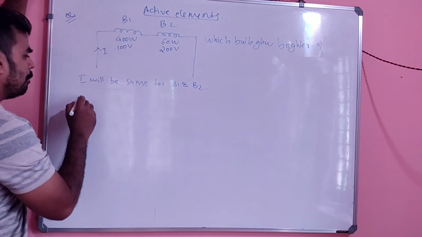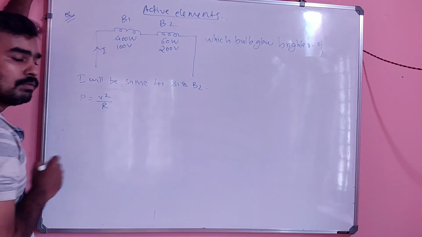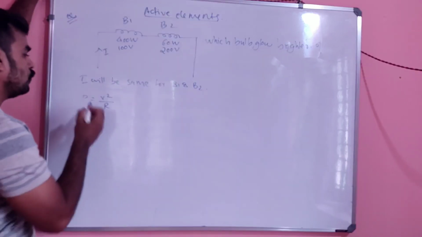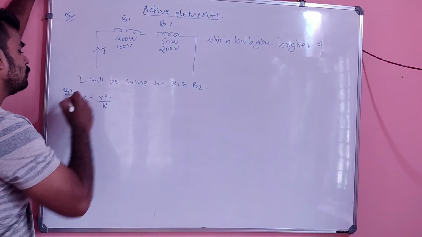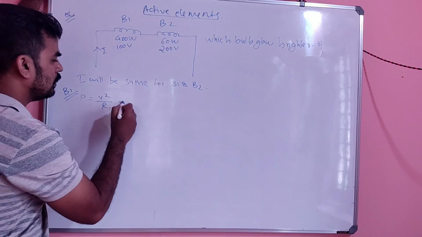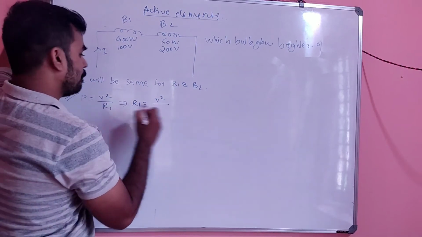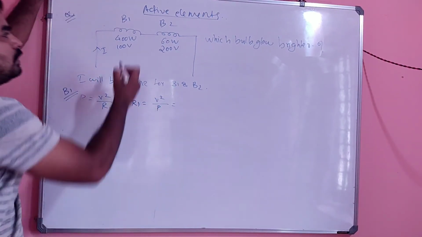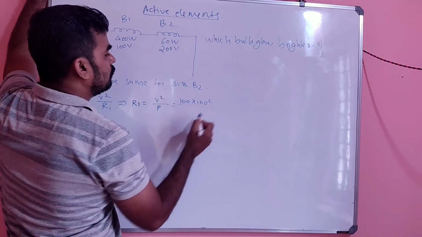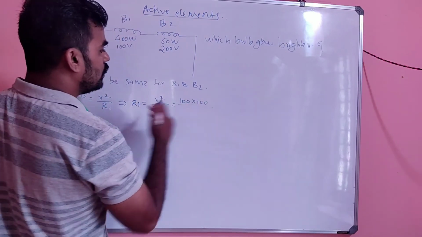Here we have power P equal to V square by R. You know, power P is equal to V square by R. For bulb B1, P is equal to V square by R1. So R1 will be nothing but V square by P, where V is given, so V square means V into V whole divided by what?